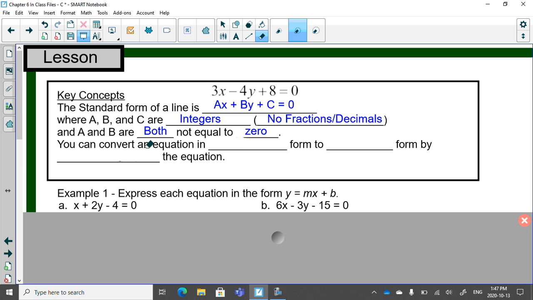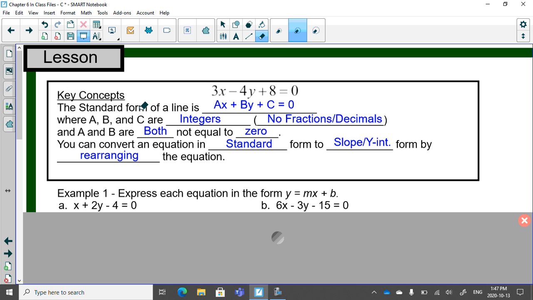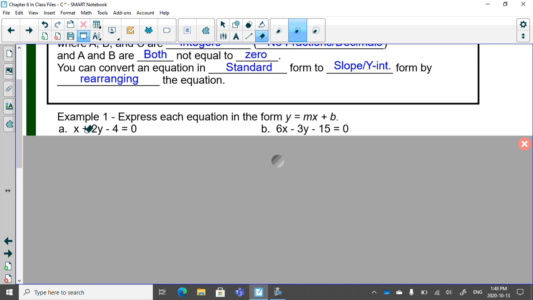But you can convert an equation in standard form, in this form, you can put it into slope y-intercept form just by rearranging the equation. So we can take something like this and quickly put it into this form so we know everything about it. And that's what our lesson is today. So here's what we're going to do. We're going to express each of these in the form y equals mx plus b, in slope y-intercept form.